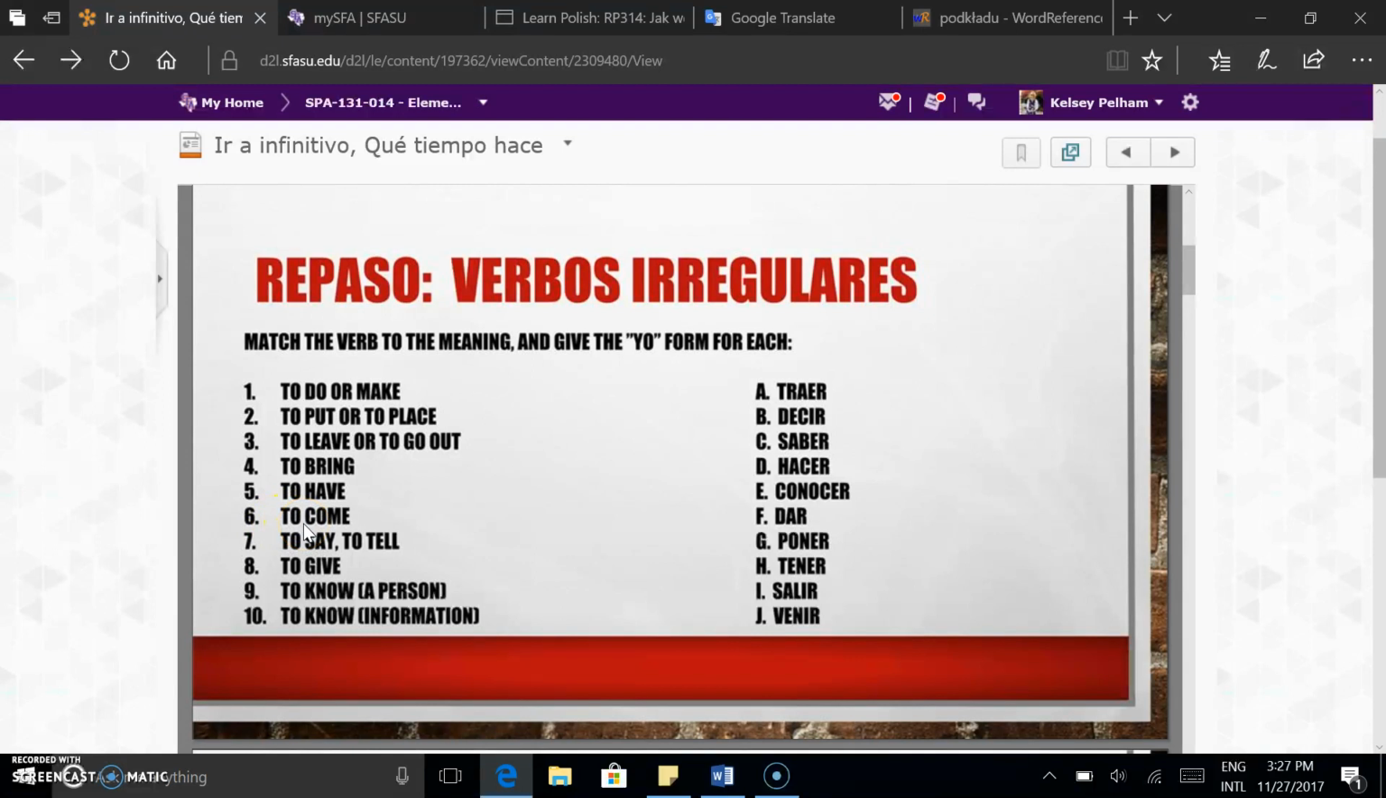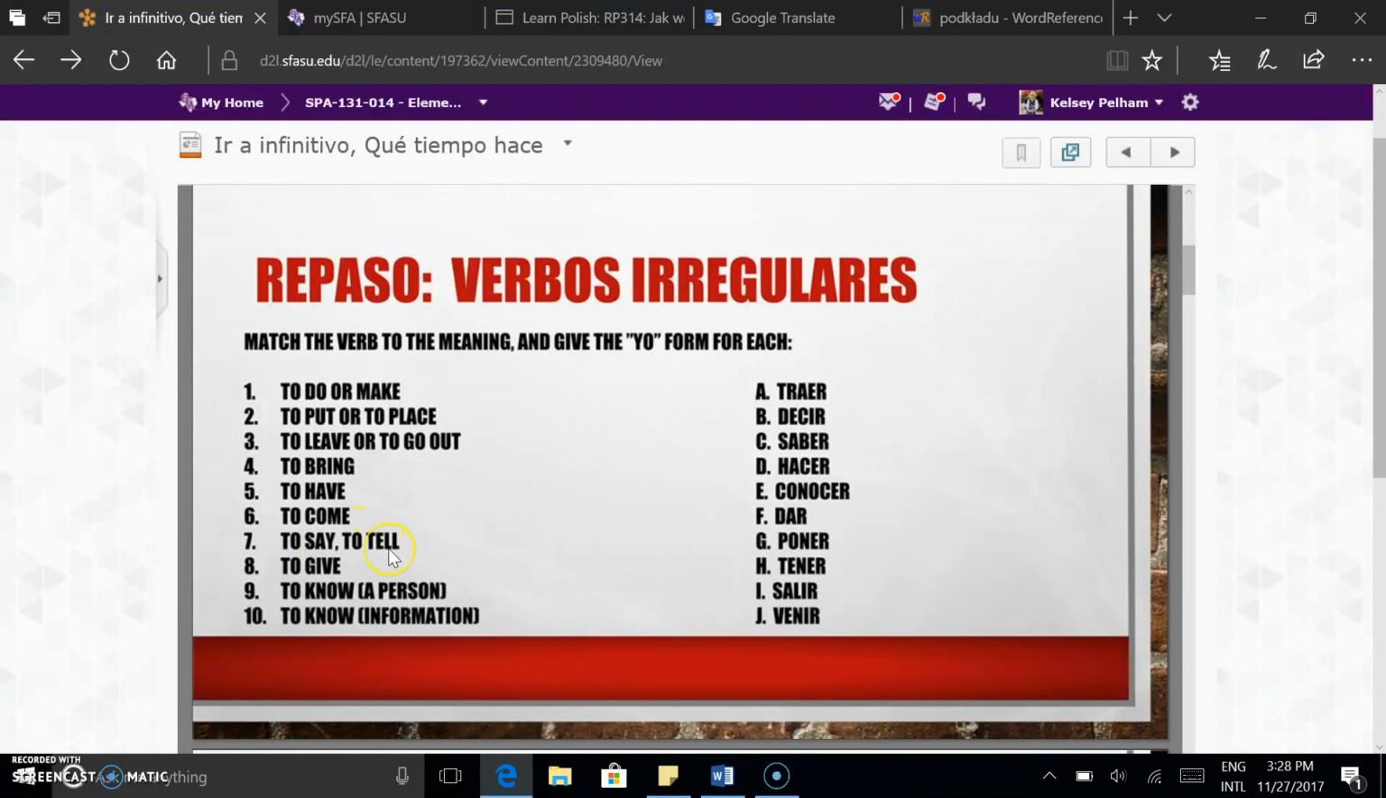To come. Número 6 es la letra J, venir. Y el verbo venir es idéntica en su conjugación al verbo tener. So if you know the verb tener, you know the verb venir, how it works. Tengo, vengo. Tienes, vienes. Tiene, viene. ¿A qué hora vienes a clase? What time do you come to class? Vengo a clase a las 9. I come to class at 9.